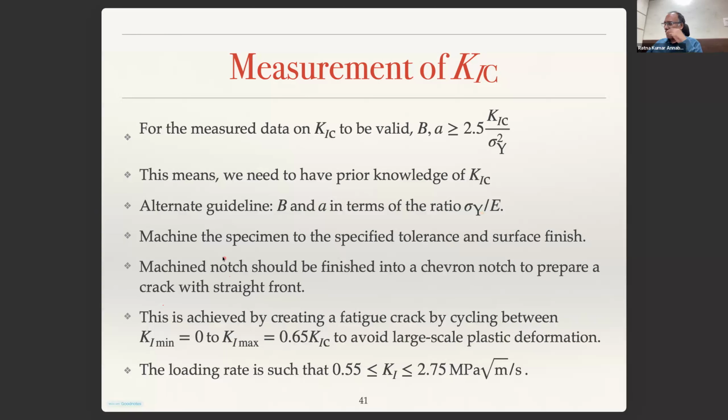I am not going to talk about all those guidelines, but the general way that it needs to be measured is what I am going to describe. Most importantly, you need to machine the specimen to the specified tolerance and surface finish, because if your surface finish is bad, that can give a wrong fracture toughness of the material. And the machined notch should be finished into a chevron notch to prepare a crack with a straight front like this.